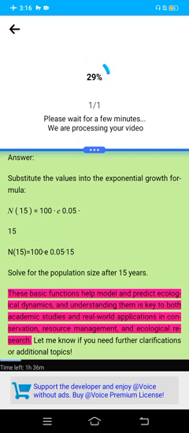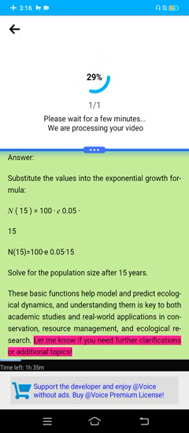These basic functions help model and predict ecological dynamics, and understanding them is key to both academic studies and real-world applications in conservation, resource management, and ecological research. Let me know if you need further clarifications or additional topics.